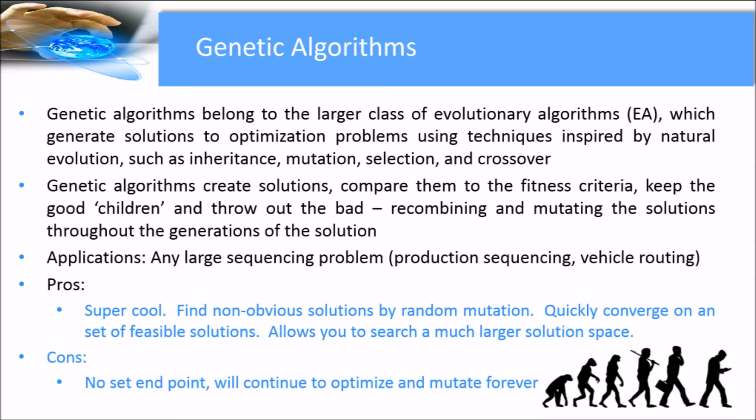So the downside is that you never really know if you have the best answer, because they'll run forever if you let them, and they'll keep trying different mutations. And like a linear program, you may need to pre-process or post-process heuristics to apply the genetic algorithms in a highly constrained environment.